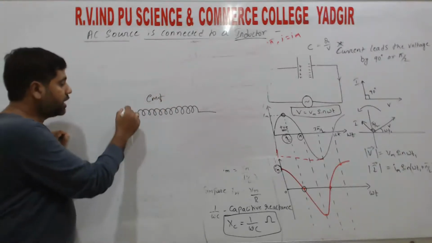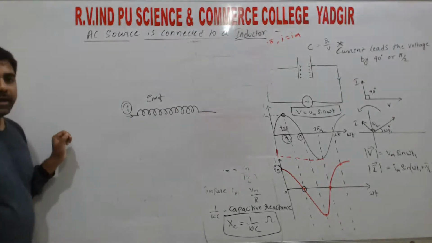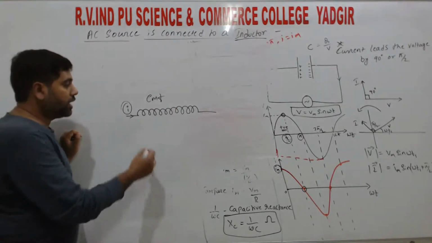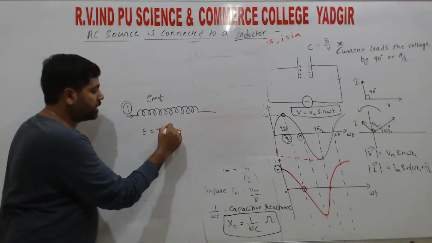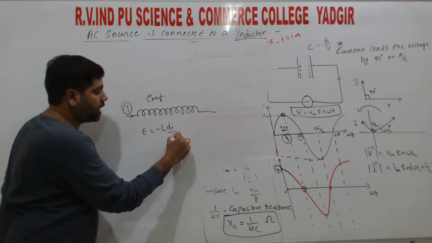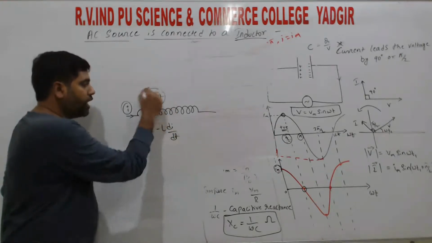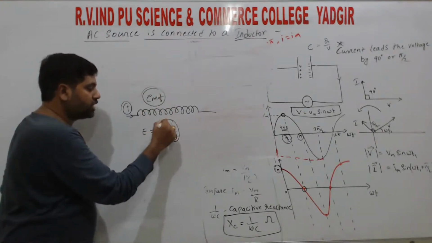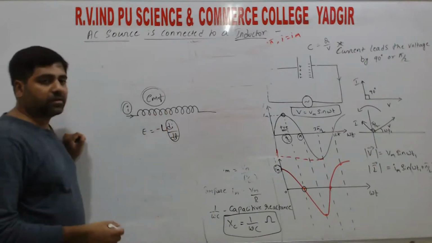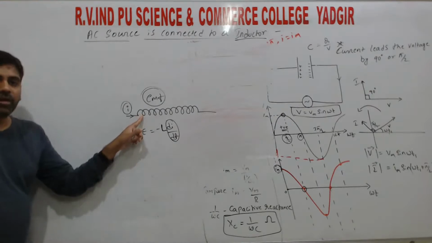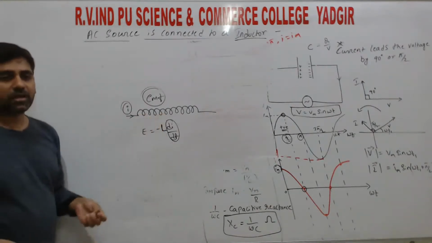So when the current is flowing in the coil or in the inductor, that EMF we can write as E equals minus L into di by dt, right? So the EMF we are getting depends on the small change in current with respect to time, and L is the constant, that is the inductance of the coil. So L is a constant, and we call it inductance, right?